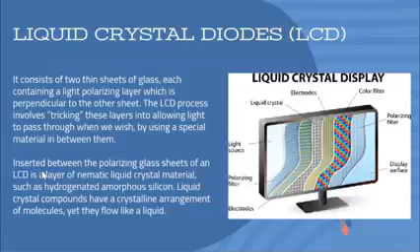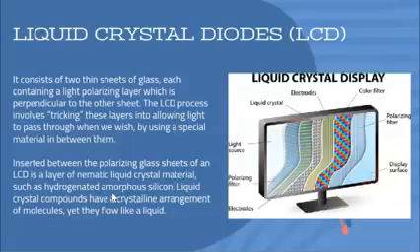Inserted between the polarizing glass sheets of an LCD is a layer of nematic liquid crystal material. It is called liquid crystal display or liquid crystal diode because the main part of this monitor is its nematic liquid crystal material, which is hydrogenated amorphous silicon.